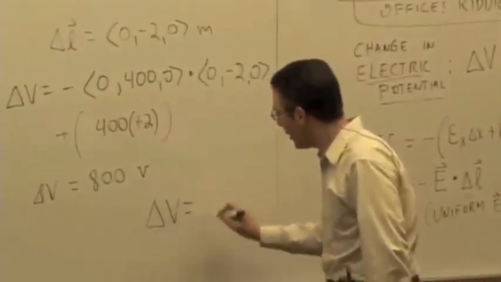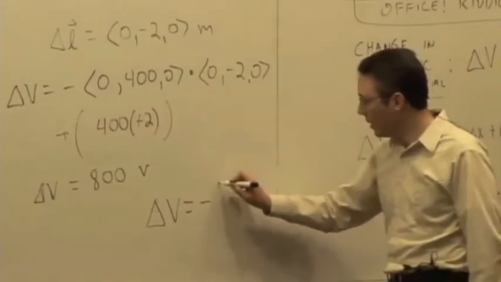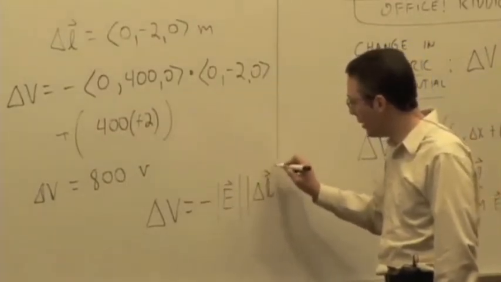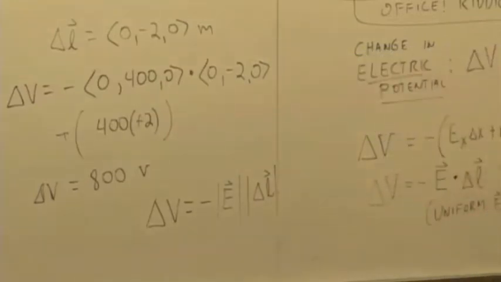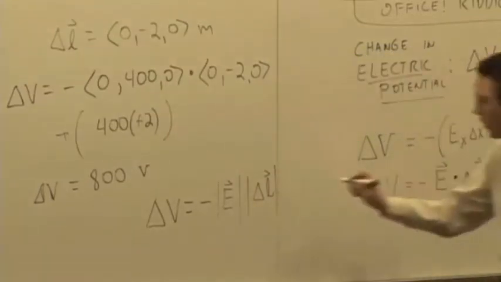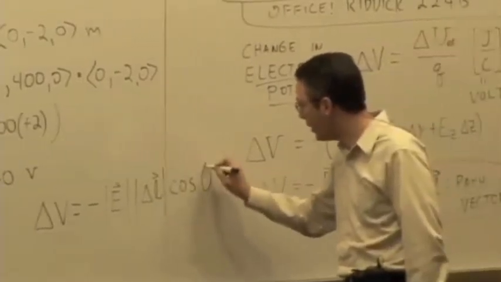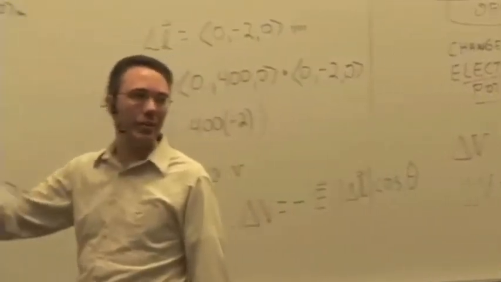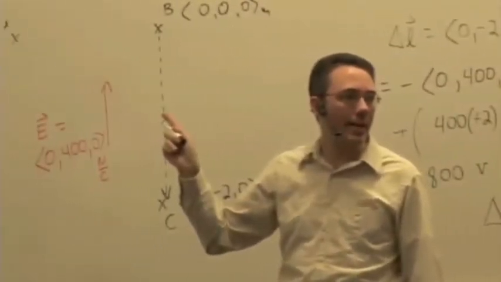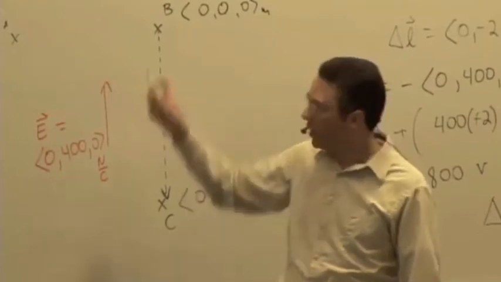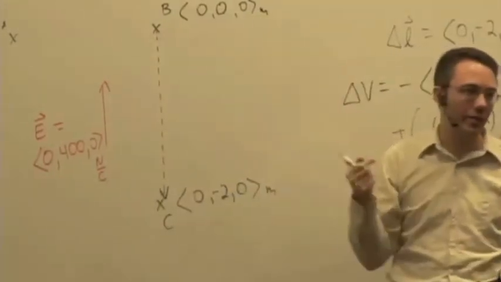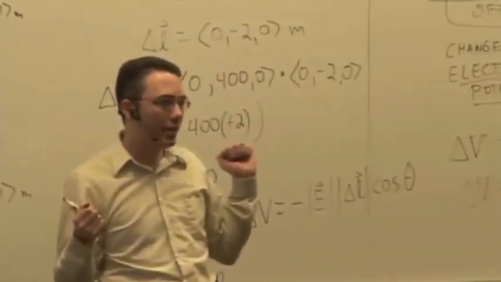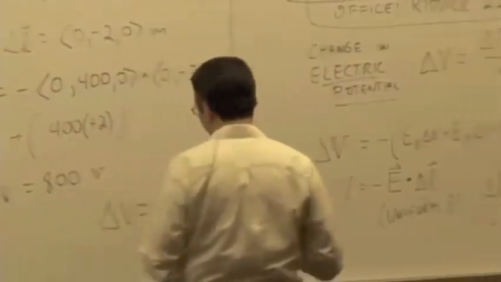I could say that delta V is the negative of the magnitude of the electric field times the magnitude of delta L times what? The cosine, yeah, the cosine of the angle between those two vectors. What's the angle between these two vectors? One's pointing down, one's pointing up, so the angle is 180. Cosine of 180 is negative 1.